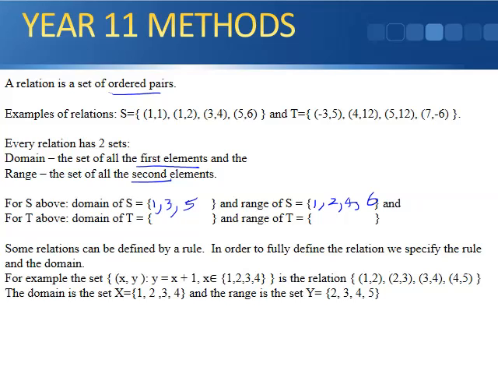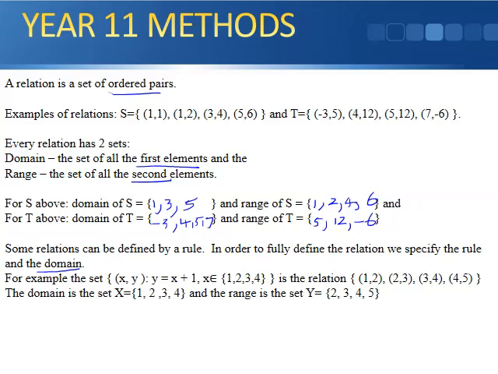For T, the domain is -3, 4, 5, and 7. And the range of T, which is the y's, is 5, 12, and -6. Remember, I don't need to write the numbers twice. Some relations can be defined by a rule. In order to fully define the relation, we specify the rule and the domain.